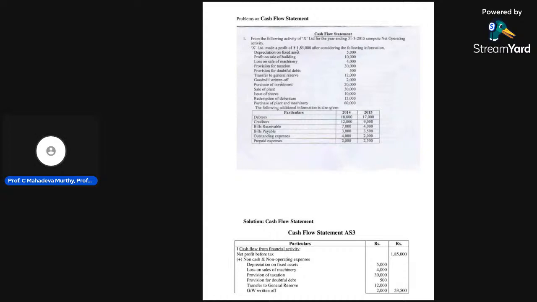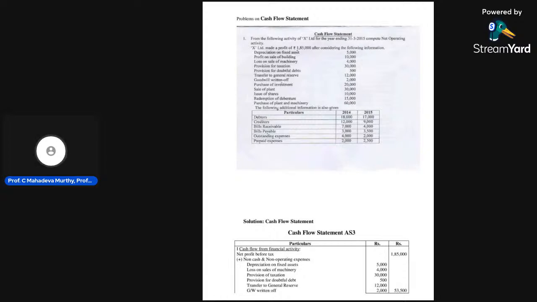To face unforeseen situations, an organization can face any challenges, because theft may happen, or fire may happen, anything may happen. Therefore we create general reserves to maintain the business as usual. General reserve, that is transfer to general reserve, 12,000.